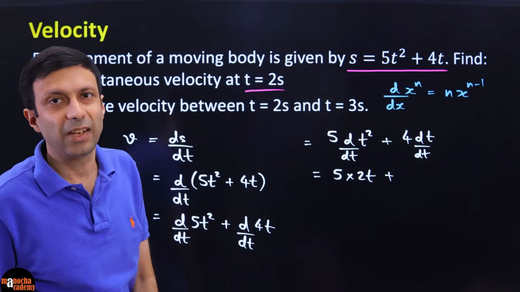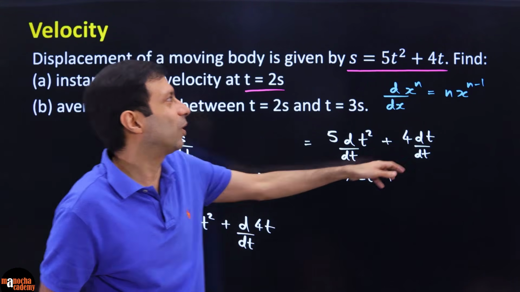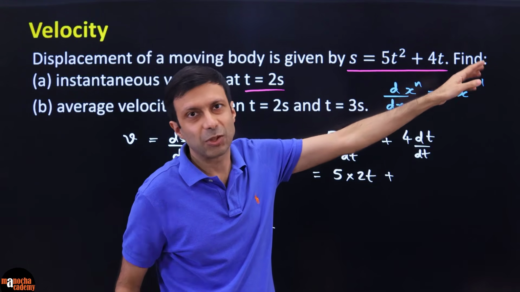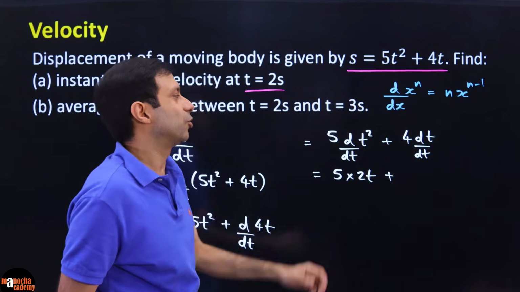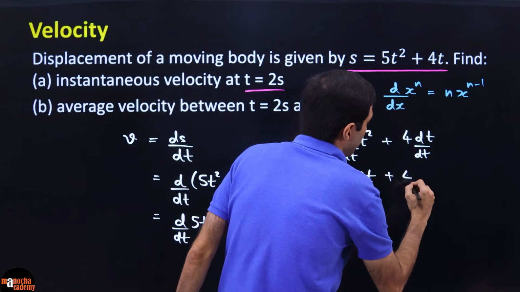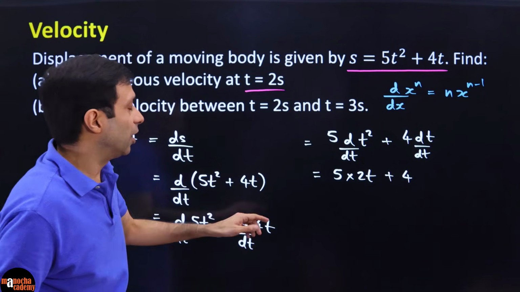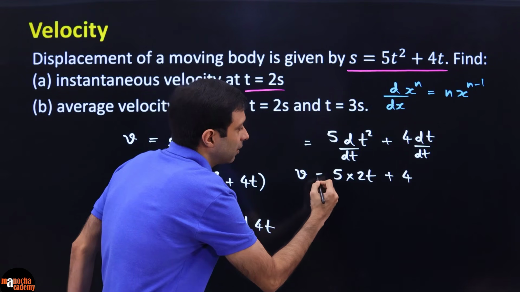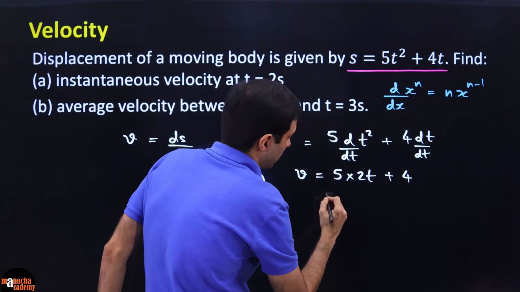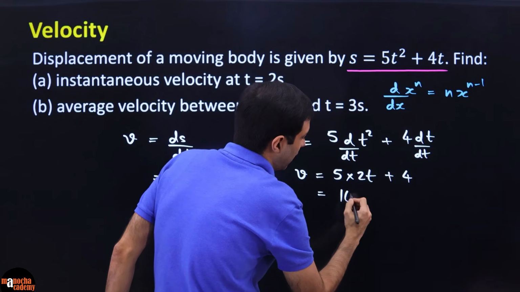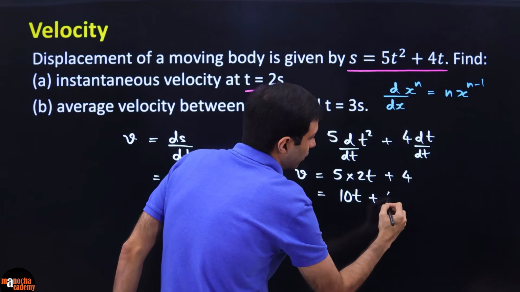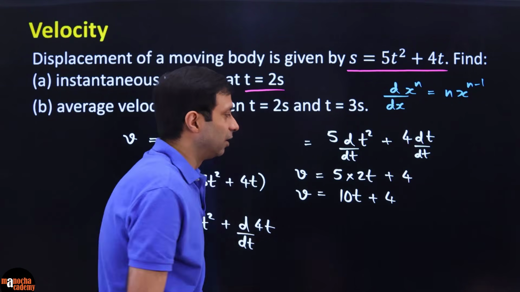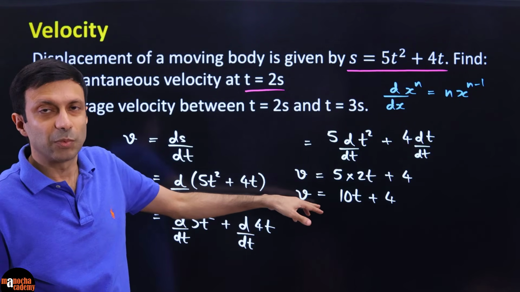So use that formula and you will basically get 5 times 2t here plus 4 times, what is d dt of t? That's simple, it's 1. Again, you can apply that formula. It will be 1 times t to the power 1 minus 1, which is t to the power 0. So again 1. So this is going to be plus 4. So here we have got our instantaneous velocity v is 5 times 2, so that is 10t plus 4. So that is my expression for instantaneous velocity. So that is the general expression in terms of t.